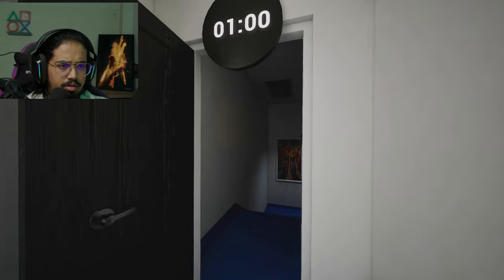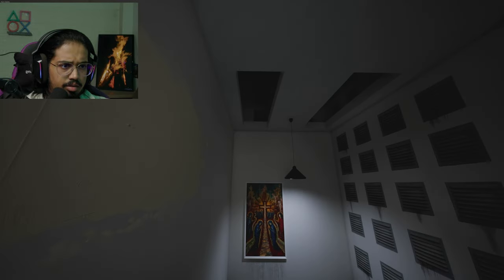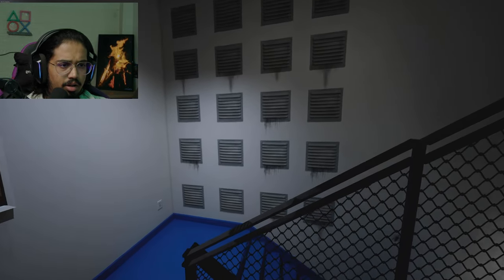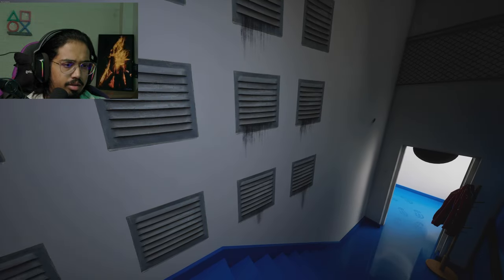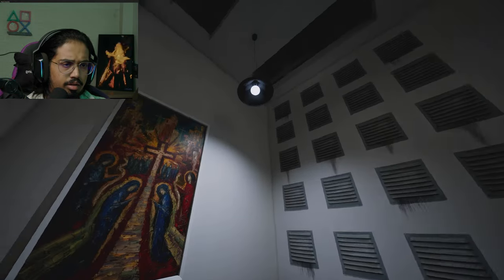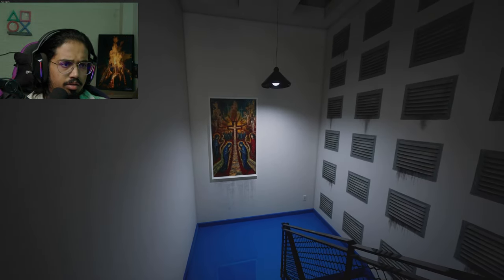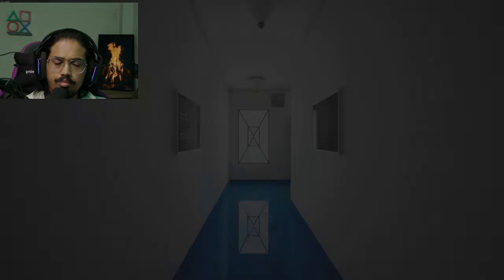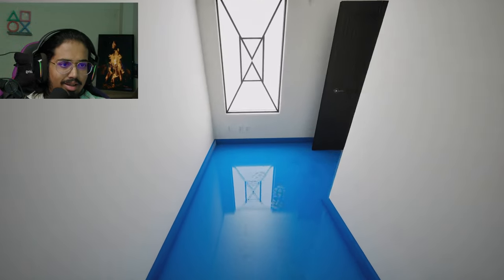Back to the first level. Okay. This is fine. This is fine. Oh, these walls are not fine. Look at them. We're going back. Blue floor. Yeah, looks nice. Okay, that was right.